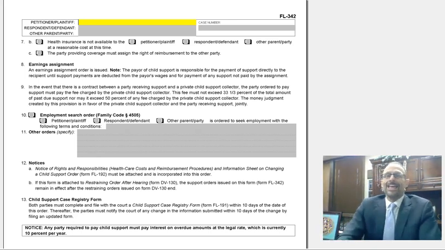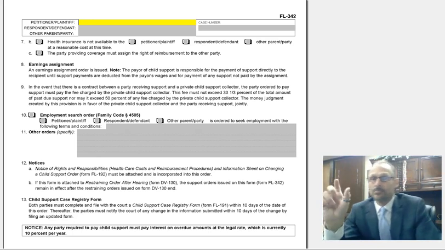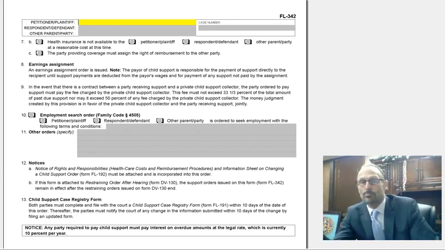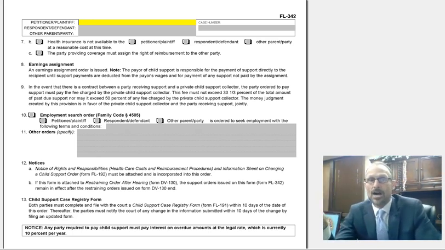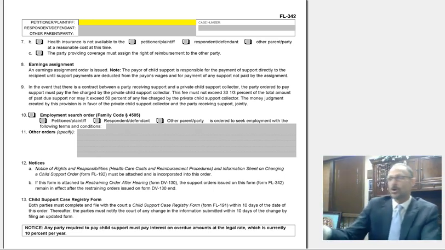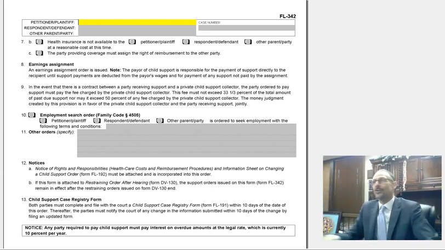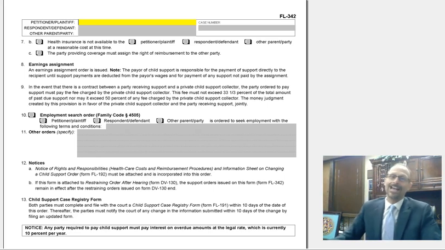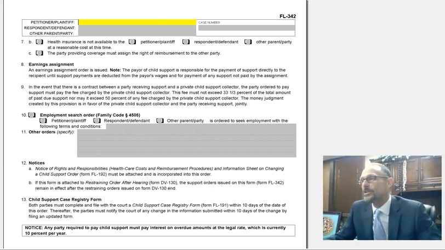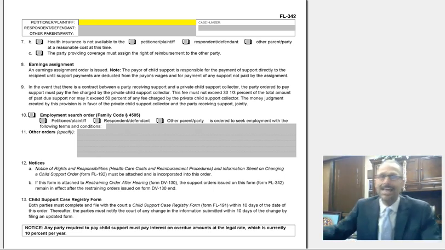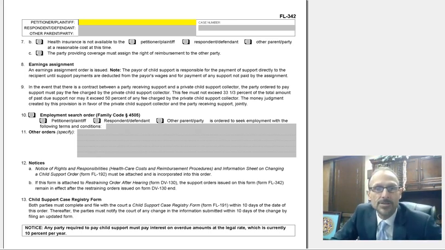7. If health insurance is not available to the petitioner or the respondent or both at a reasonable cost at this time. So you're going to mark that. If neither of you has health insurance through your employer, that's where you mark B and then mark both of you. If one of you is unemployed, say the petitioner is unemployed, then mark B and petitioner, because it's not available to the petitioner.